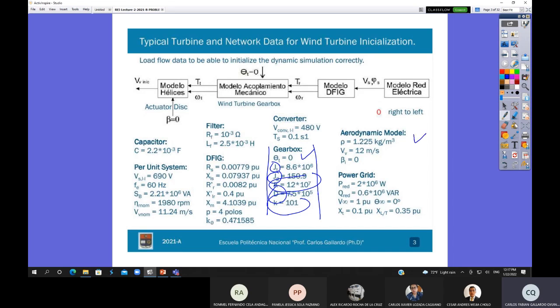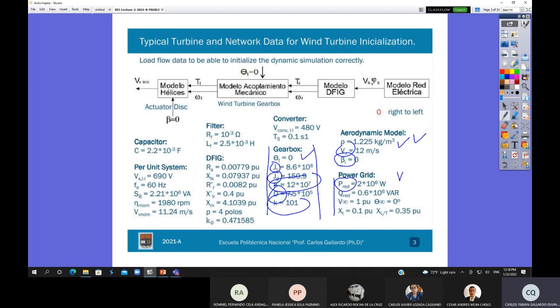So for the aerodynamical model, it means the blades. I will have here the density, the wind speed, and this is the pitch angle. For this case, the pitch angle is equal to 0. What about the power grid? For the power grid, I will have the reference.